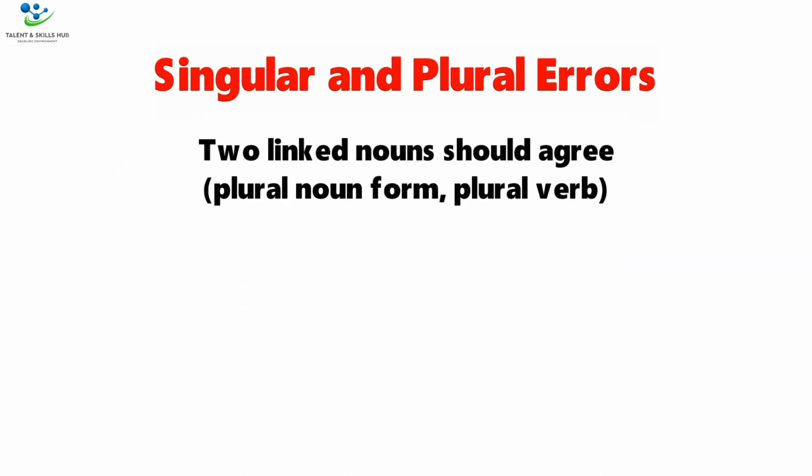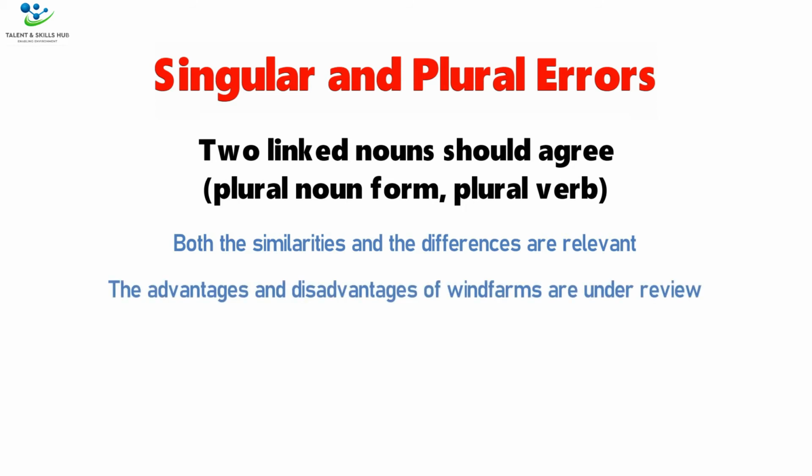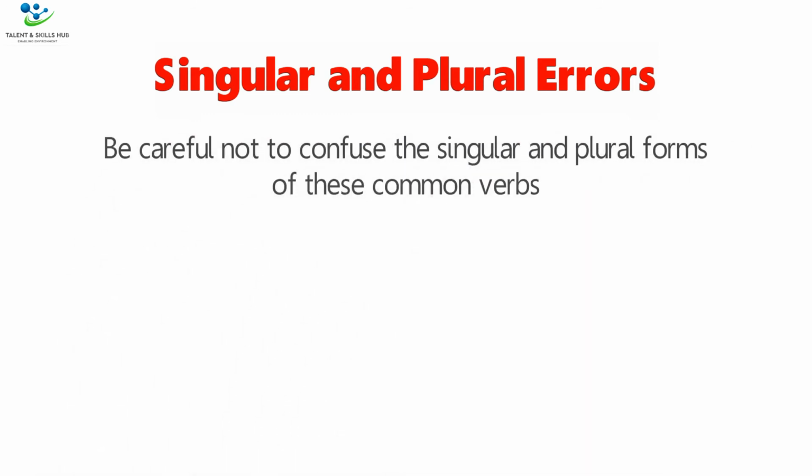Two linked nouns should agree. For example, both the similarities and the differences are relevant. The advantages and disadvantages of wind farms are under review. Be careful not to confuse the singular and plural forms of these common verbs: has and have, is and are, do and does.